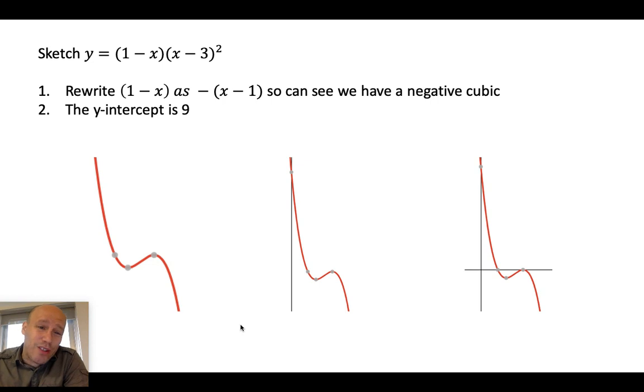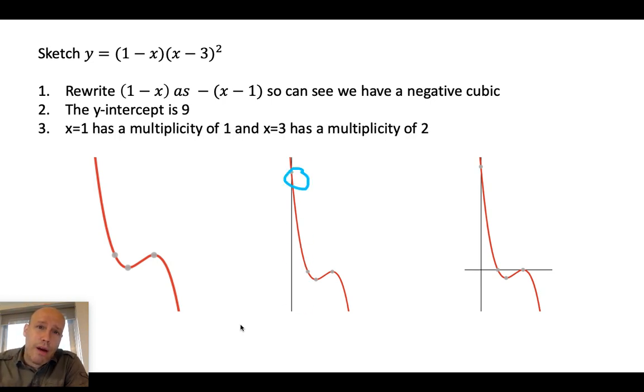So to find the y-intercept, set x equals 0. 1 minus 0 is 1, 0 minus 3 is negative 3, squared is 9. The y-intercept is 9. And then you're going to find the roots. Well, it's already factored for you, so you already know that x equals 1 has a multiplicity of 1, and x equals 3 is a double root, a multiplicity of 2. And so you can see that's represented in your graph.